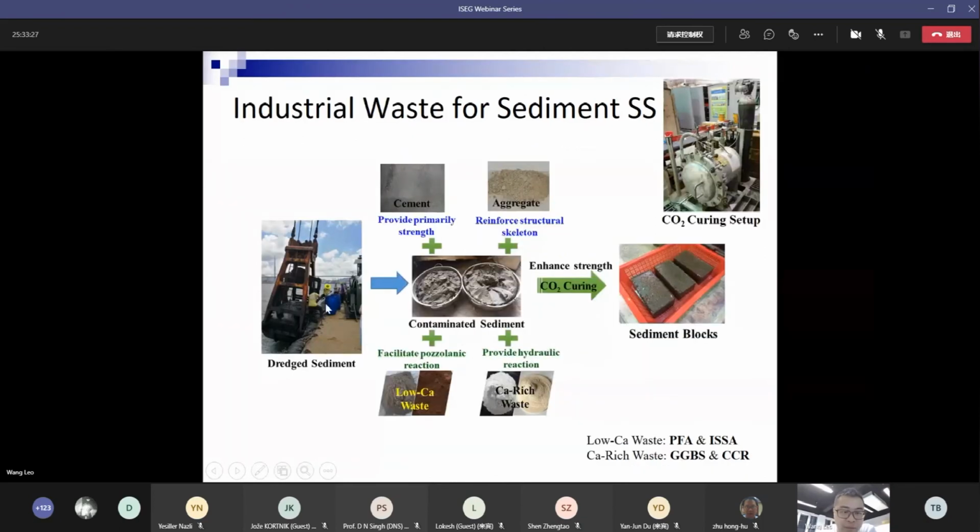So this is dredged sediment. We can add a little bit of cement and add aggregate to reinforce the structure, and add some industrial waste to partially replace cement, combining them together to produce the sediment blocks. We also use CO2 curing to improve the reaction of the sediment blocks.